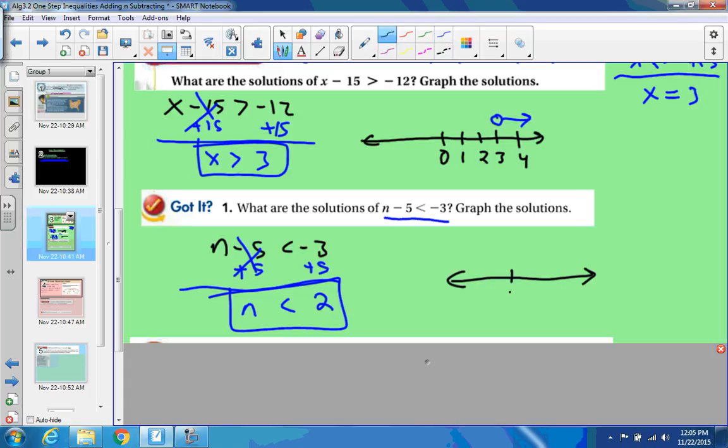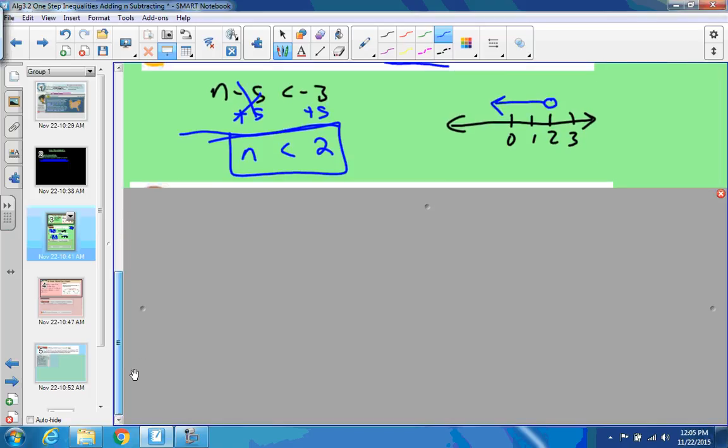So I'm going to make my 0, 1, 2, 3. That's enough here. So it's going to be an open circle again. Open circle at 2, and if it's less than 2, it has to go towards the left. Anything less than 2 would be in that direction.